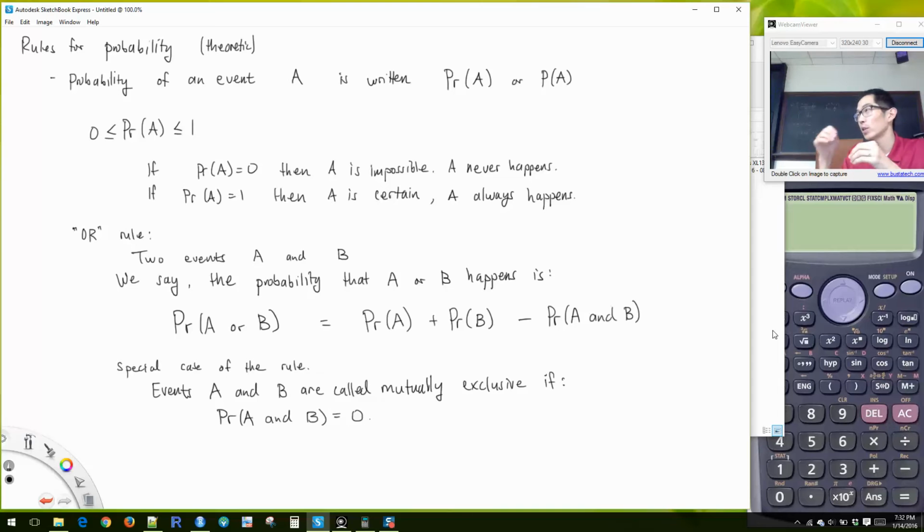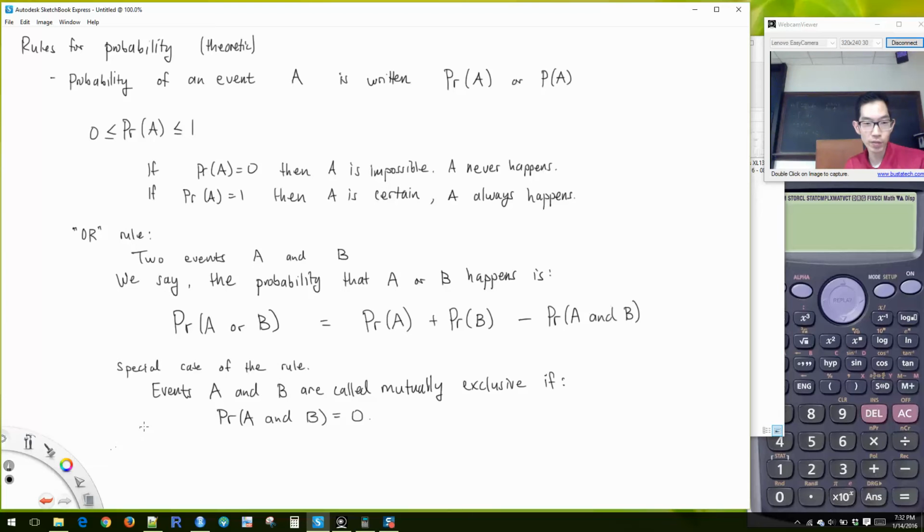Or if we are talking about drawing a card from a deck, the outcome that the card is hearts and the outcome that the card is spades, those are mutually exclusive. You cannot have a card and have it be both hearts and spades together. So events A and B are called mutually exclusive if this is the case.